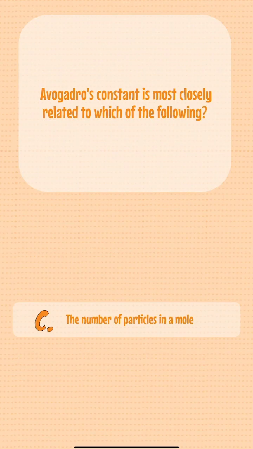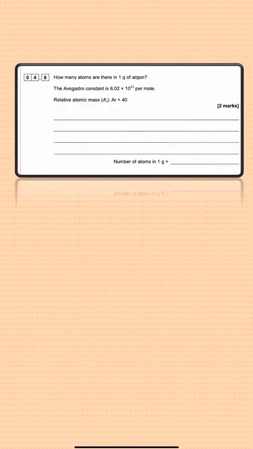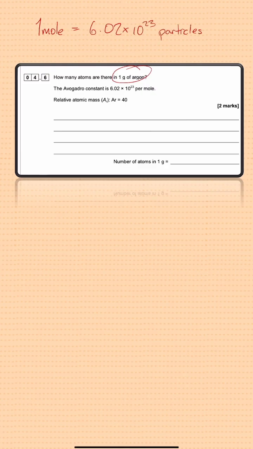Yep, good. Next up, we've got an exam question now. How many atoms are there in 1 gram of argon? Let me know what you think the answer is. Avogadro's constant, I've told you already what it is. So 1 mole of any substance is equal to 6.02 times 10 to the 23 particles or atoms. So this question is how many atoms are there in 1 gram of argon?